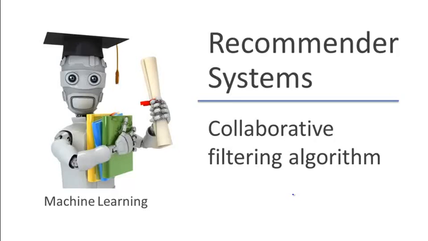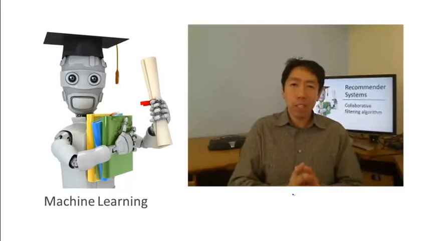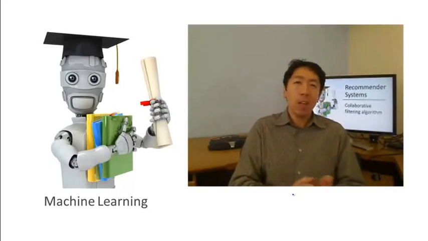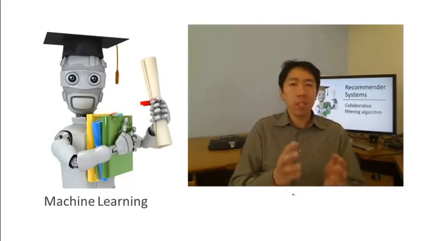In the last couple of videos, we talked about the ideas of how, first, if you're given features for movies, you can use that to learn parameters theta for users. And second, if you're given parameters for the users, you can use that to learn features for the movies. In this video, we're going to take those ideas and put them together to come up with a collaborative filtering algorithm.